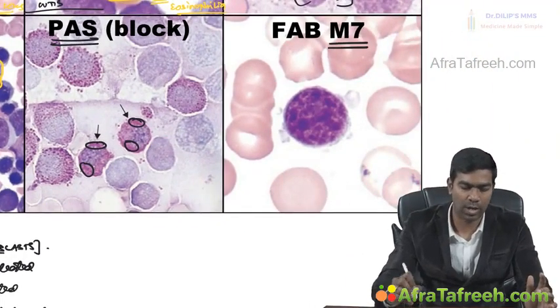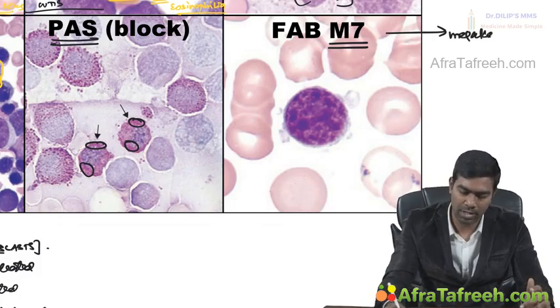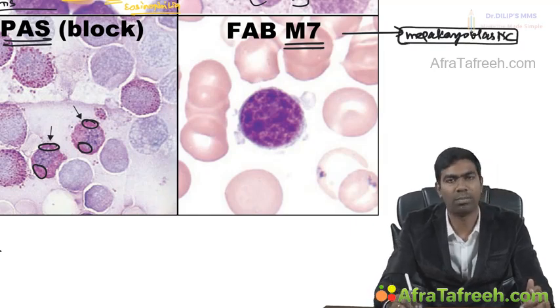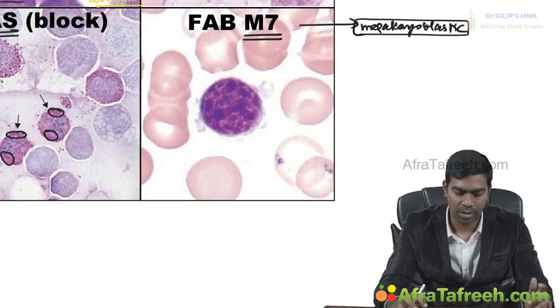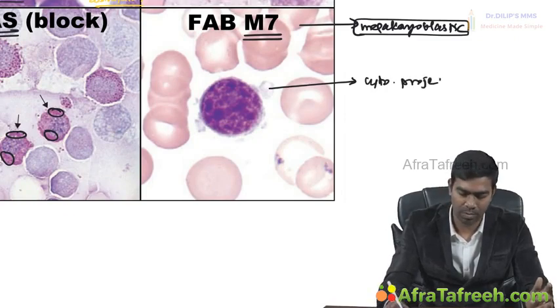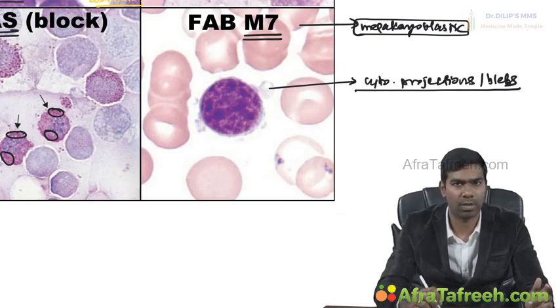And finally, we can go to AML of M7 type. In M7, this is nothing but megakaryoblast leukemia or megakaryocytic leukemia, where the origin of these blasts is from the megakaryoblast. How to identify this megakaryoblast? This is a typical example. You are going to have these characteristic cytoplasmic projections or blebs. These are called cytoplasmic blebs. This is the one that's going to tell you it's a megakaryoblast leukemia.